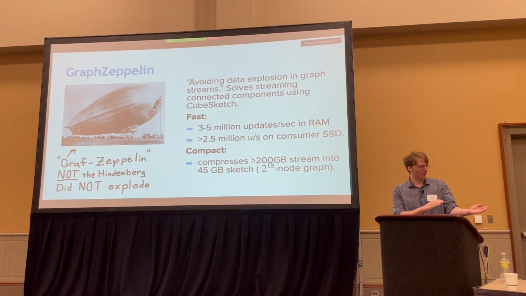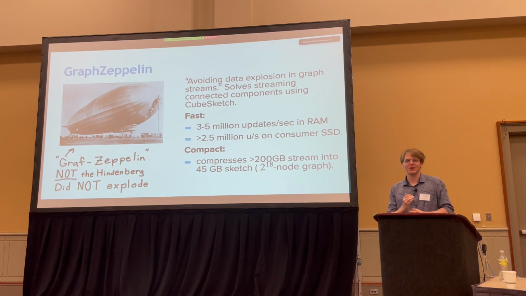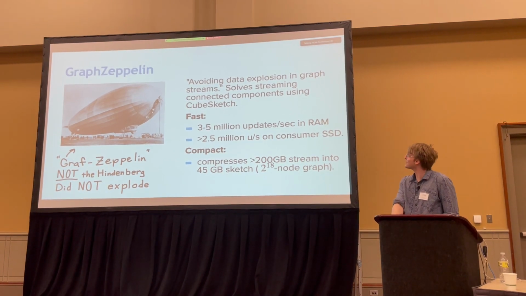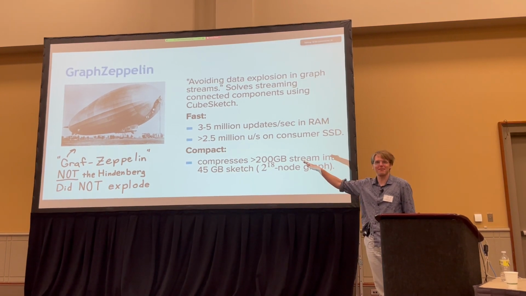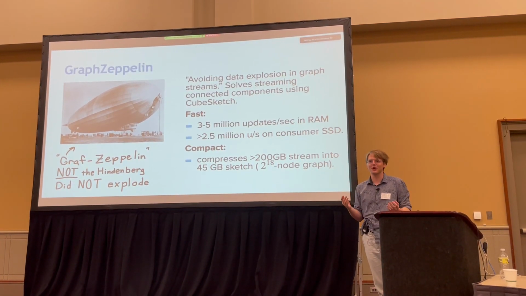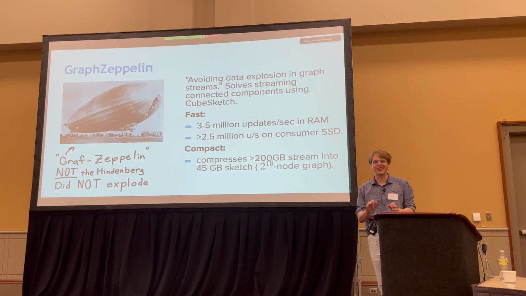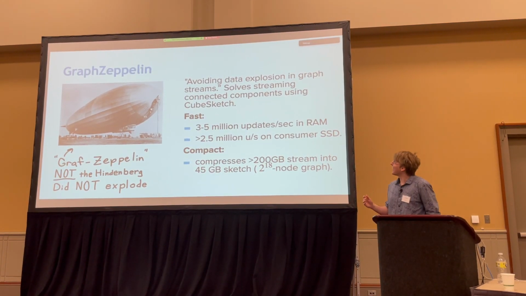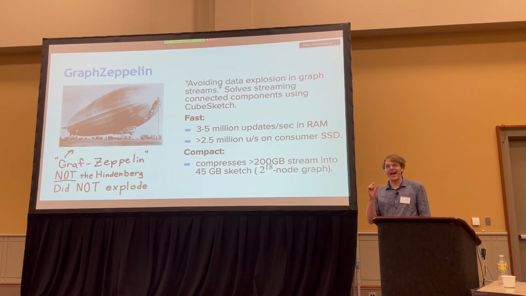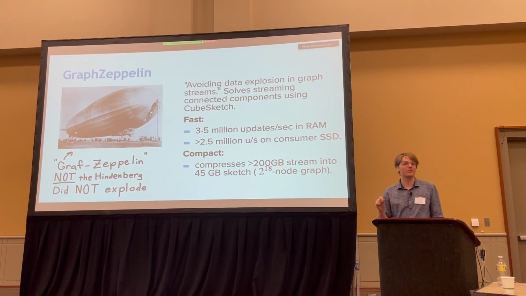Using that, and this is finally where we get to your question, we built our system, which we call GraphZeppelin. The tagline for this is avoiding the data explosion in graph streams. There's this famous zeppelin called the Graf Zeppelin, which was the first aircraft to circumnavigate the globe, and very notably, it was not the Hindenburg and never exploded. So that's the story behind that name. And GraphZeppelin is both fast, it can handle high-speed streams, and it's compact.